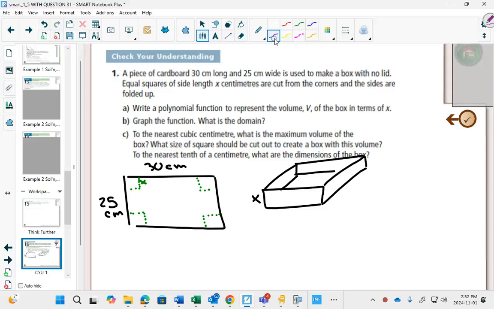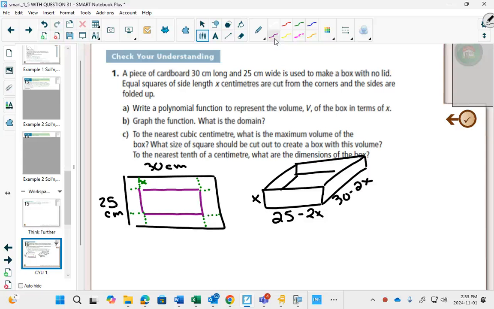Then there is a short side and a long side to this open box. Does it make sense? The short side started at 25, but then you cut off x and cut off x, so minus 2x. And the long side similarly started off as 30, and you took off 2 x's, so we get 30 minus 2x. This is the visual of what's happening.